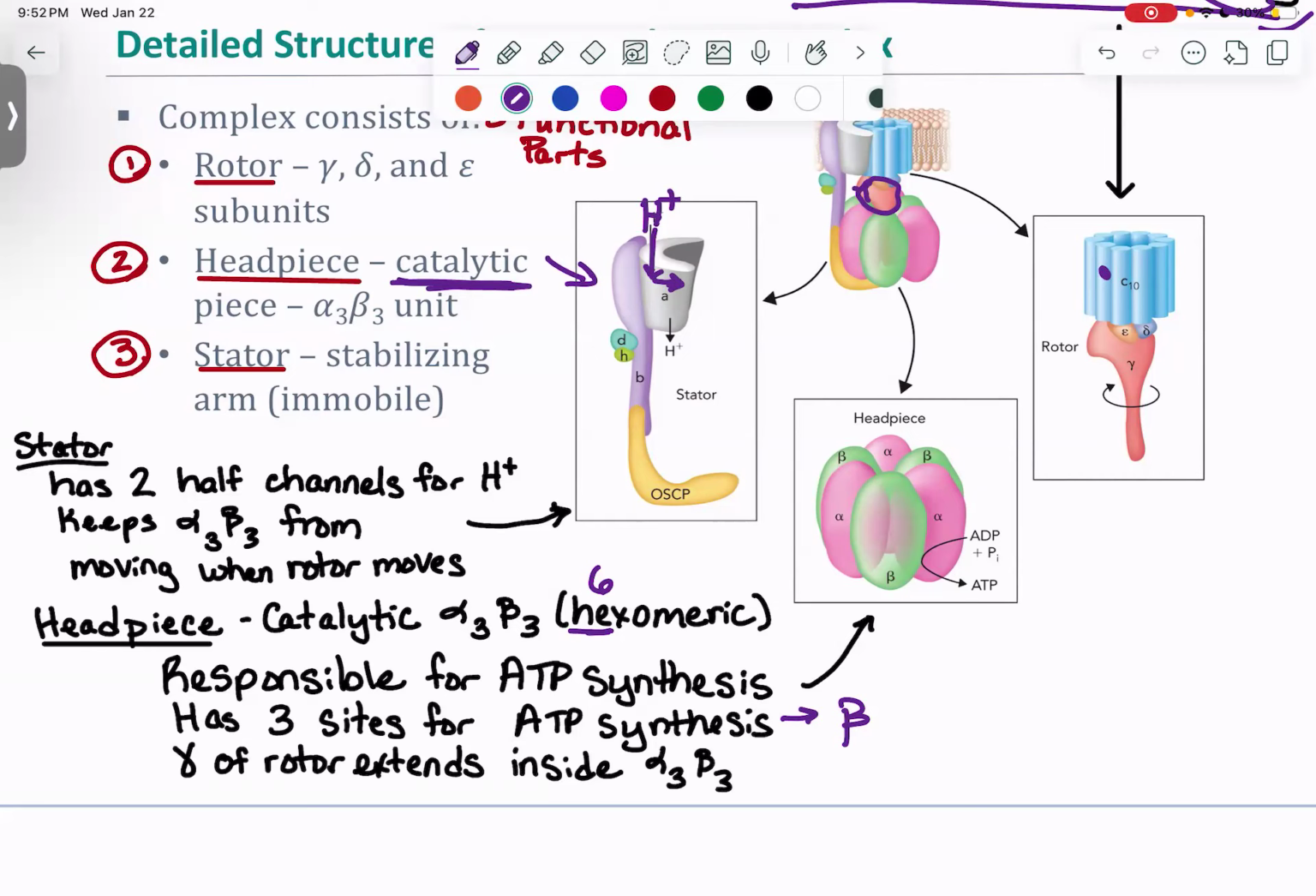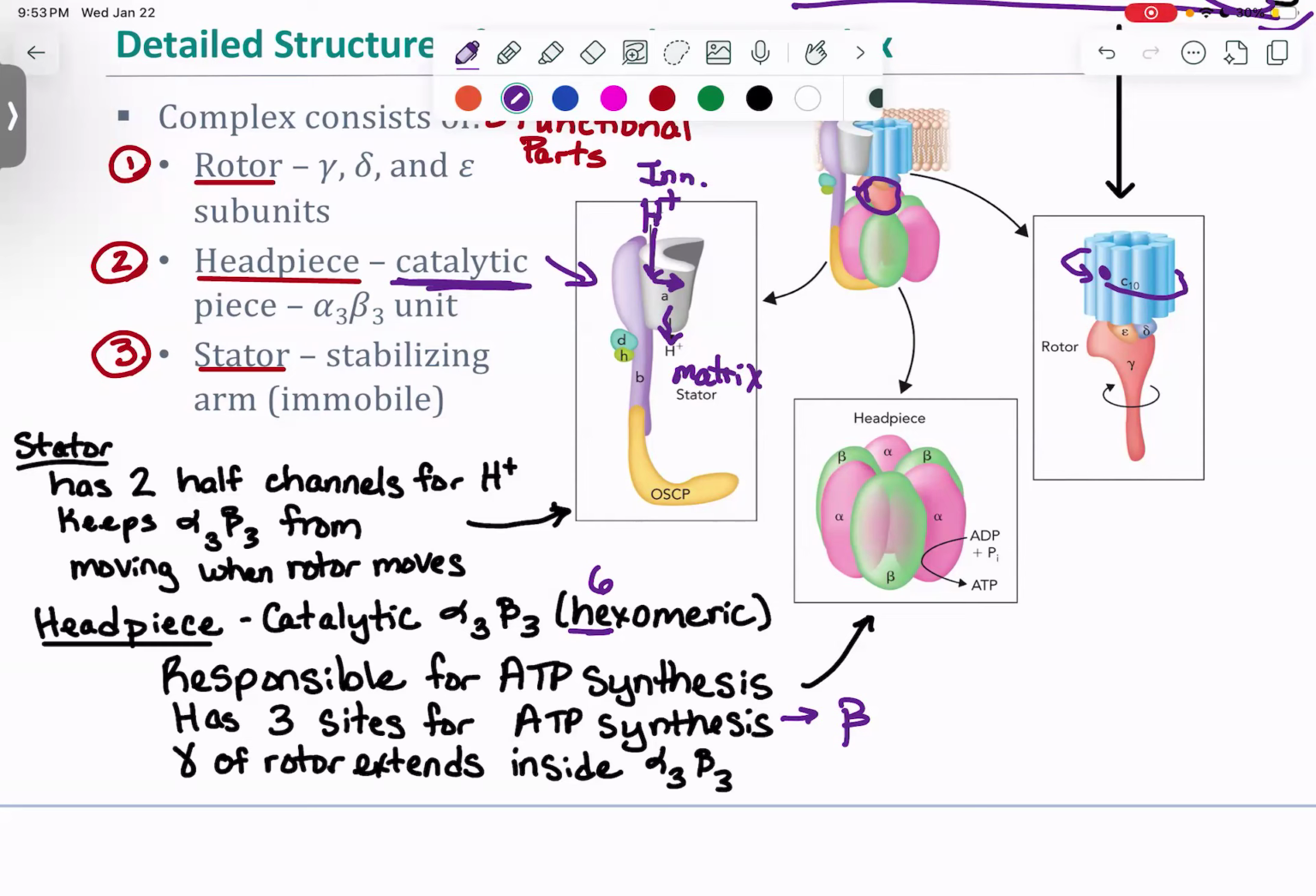Once this proton goes all the way around, making a whole revolution, then it's going to come out the other half channel. So the stator has 2 half channels. It comes into the first half channel, then it gets picked up by the ring. Once it goes all the way around, it gets dropped off at the second half channel and can go into the matrix. So this is the matrix, and this is our inner mitochondrial space.